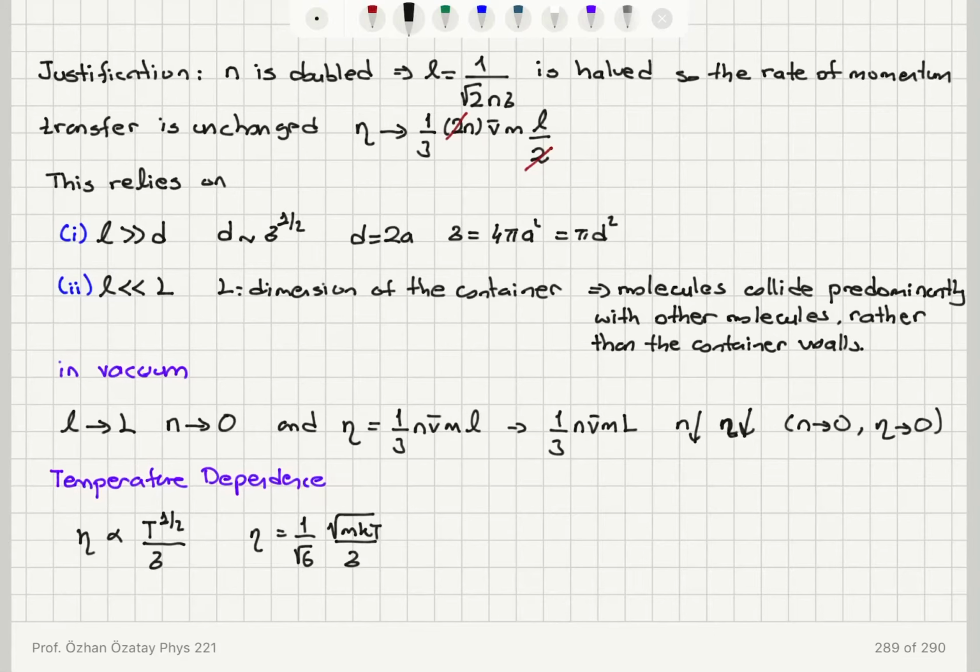So actually, this suggests that eta increases with temperature as T to the power 1/2. However, sigma, the total scattering cross section, decreases with increasing temperature, which is not explicitly taken into account in this theory. Because we have treated the molecules as hard spheres, but actually they're not. There's a bond between atoms that forms these molecules, and so sigma decreases with increasing temperature.